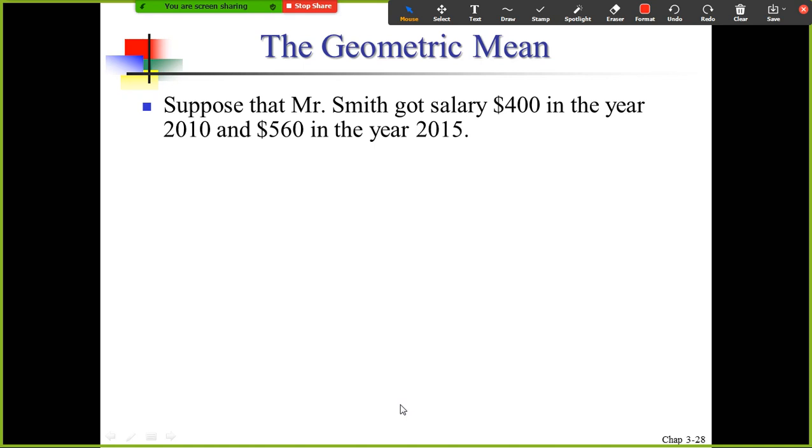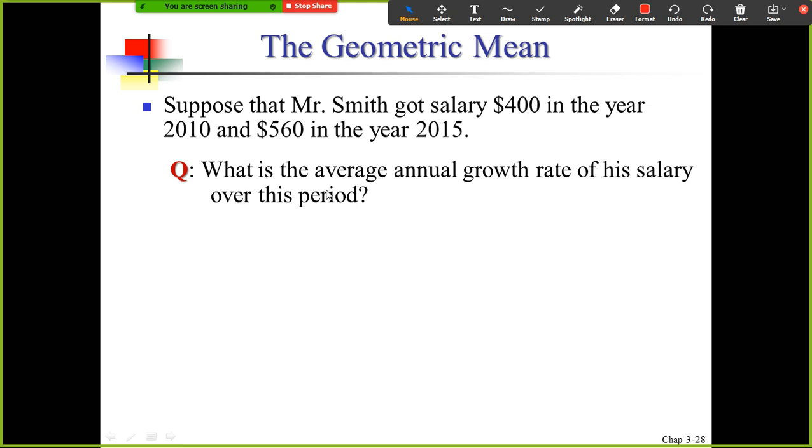Okay. For application 2, we use an example like this one. Suppose that Mr. Smith got a salary of 400 in the year 2010, and his salary increased from 400 in 2010 to 560 in 2015. In 2015, his salary increased to 560.